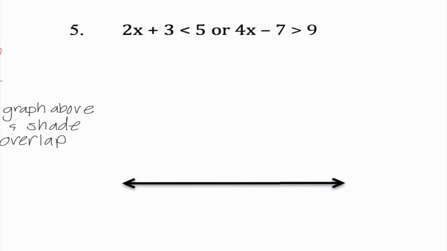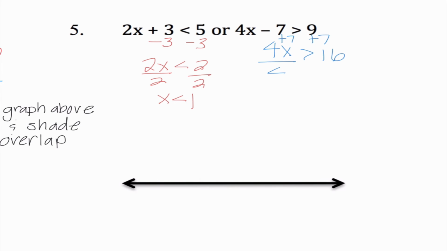Number 2, we have an OR problem. So when we have an OR problem, I'm just going to do these separately. I'm subtracting 3, then I'm going to divide by 2, so I get numbers that are less than 1. My other inequality, I'm going to add 7. So I get 4x is greater than 16. When I divide by 4, I get x is greater than 4.